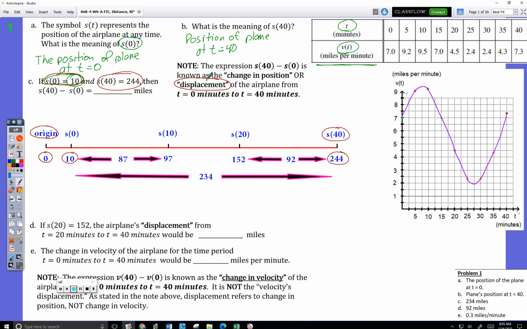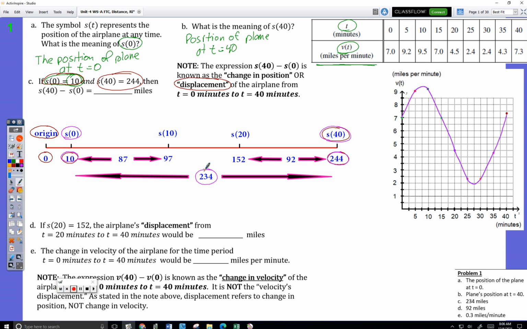Displacement reflects the difference in two positions. Displacement is different than distance traveled, but sometimes it's the same as distance traveled. For example, if the plane at time 0 started here and flew directly to the right and never came back to the left, then at time 40, when the plane is at location 244, the displacement is 234. It's how much the position changed between those two times.